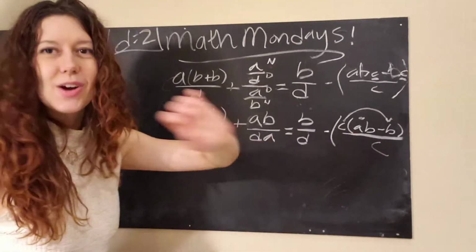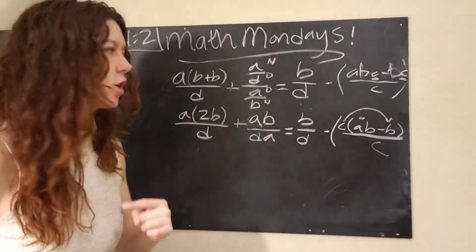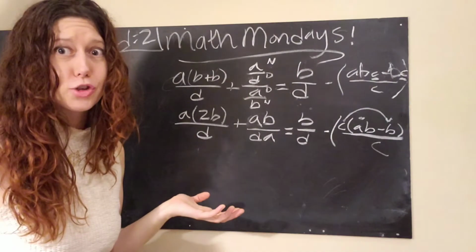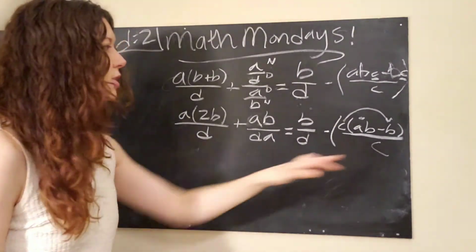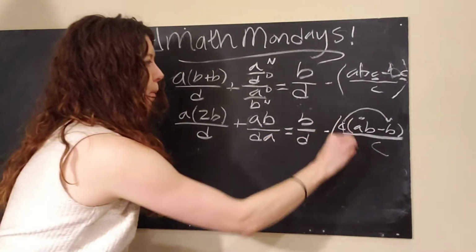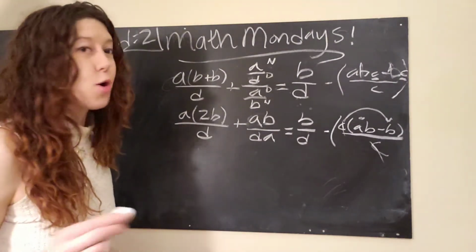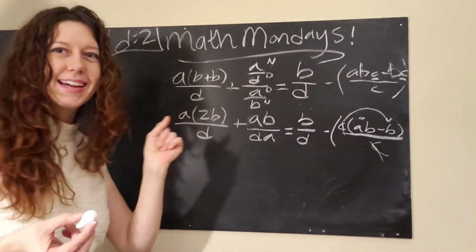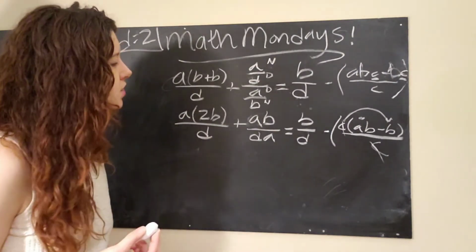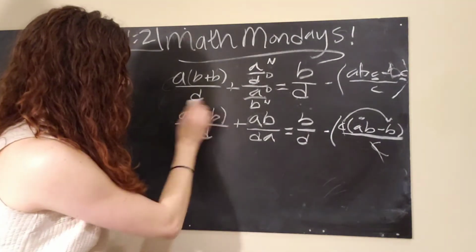But since we have a C on the bottom, our noggins are like, hey, let's get rid of as much stuff as we can. So I want to pull the C out so that I can cancel that. All right, now all of a sudden we have one less fraction. Heck yeah.